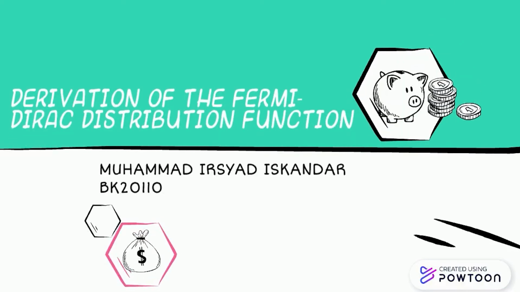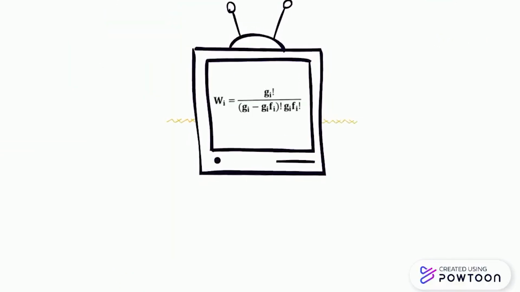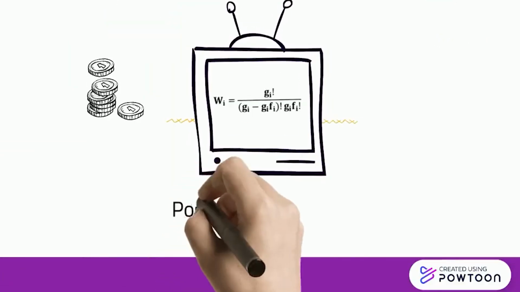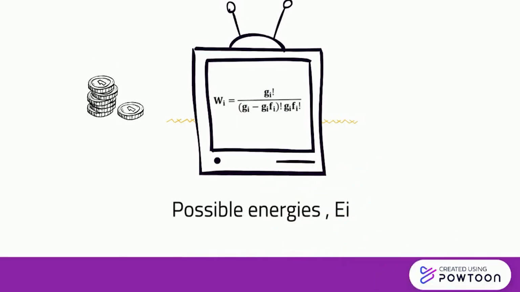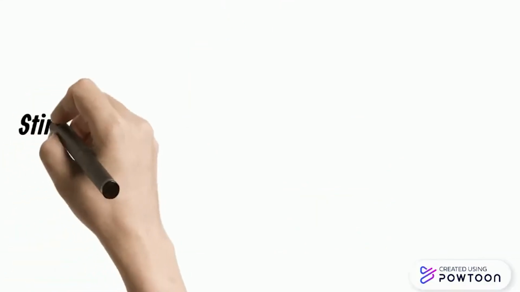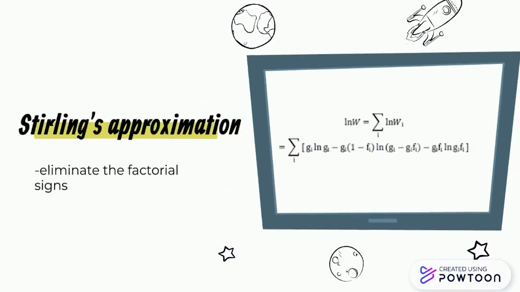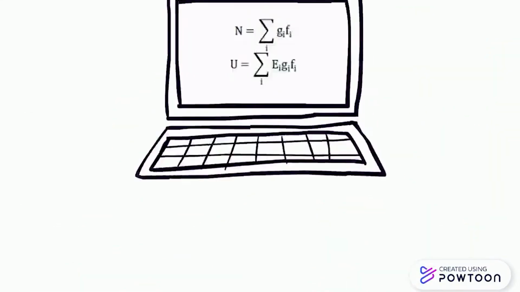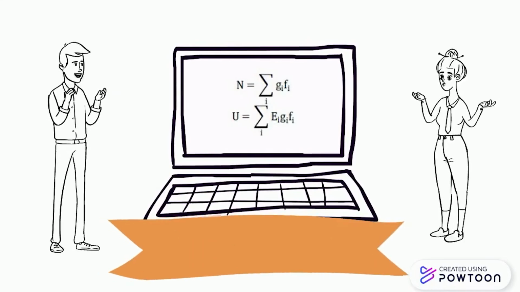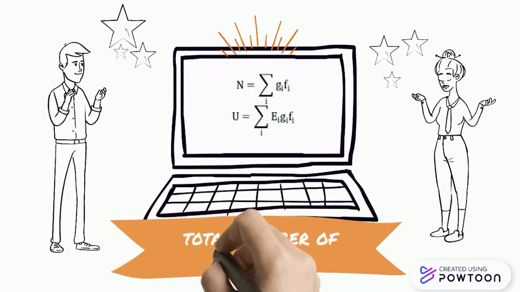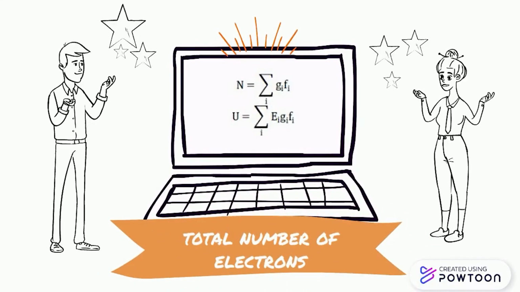To derive this function, we need to start from a series of possible energies in which each energy has possible states and a number of states, which can be written like this. Next, we use the Stirling approximation to eliminate the factorial signs. Next, we apply the total number of electrons in the system and the total energy, which are related to the number of states at energy and the probability of occupancy of each state.